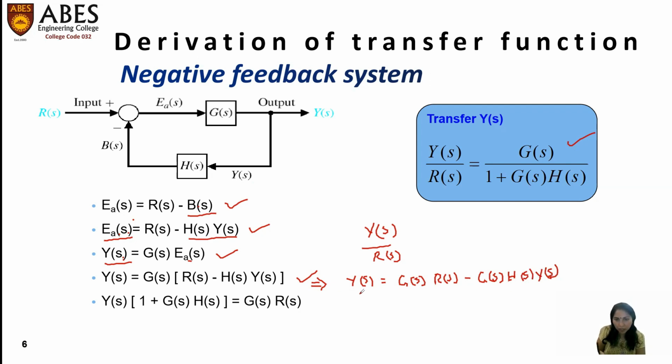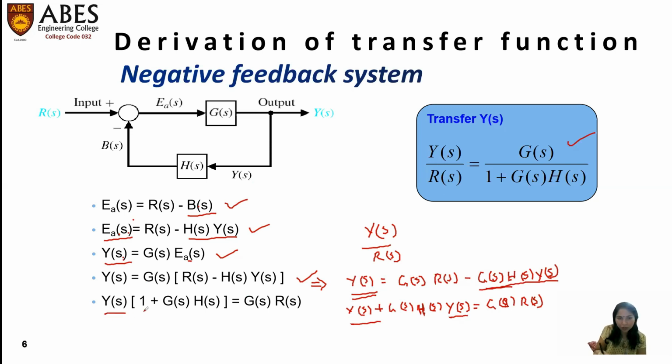Now what we have to do, this YS is there. Now take this expression, this equation on the left hand side. So we will get here YS plus GS HS into YS, which is equal to GS into RS. Now, this YS and this YS we have to take as common.